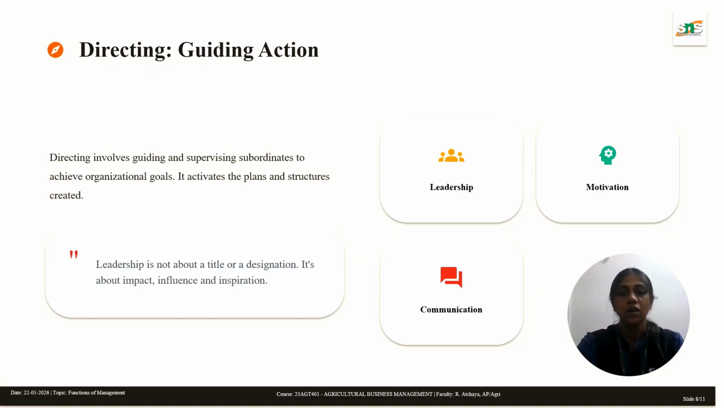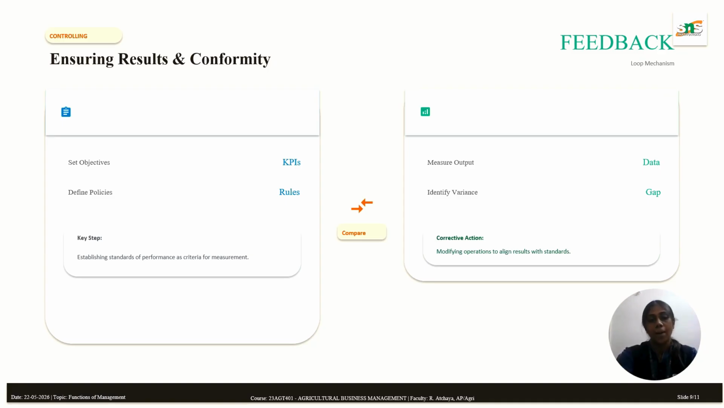For example, a large farm manager motivates workers, communicates daily tasks, and ensures timely completion of operations. Without proper direction, even good plans cannot be successfully implemented. Then controlling, measuring performance. Controlling is the final function of management. It ensures that the actual performance matches the planned performance.